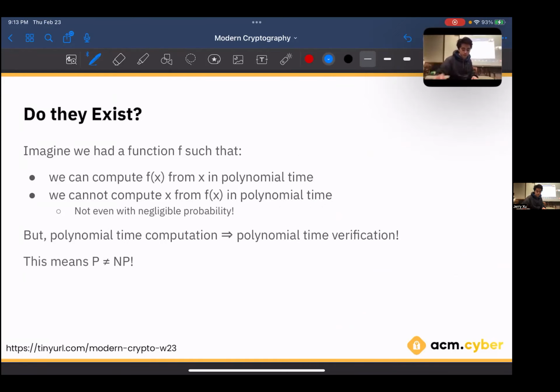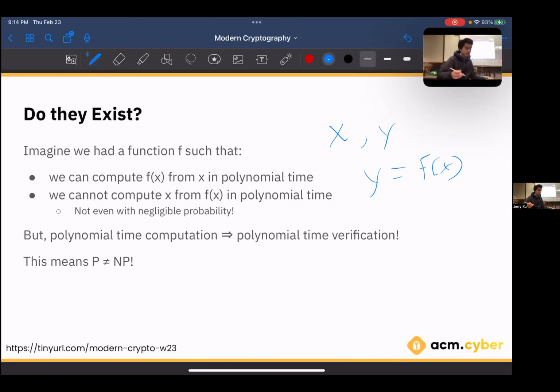So if you can compute it in polynomial time, that means if I gave you some x and a y, and I told you that y equals f of x, you could go ahead and verify that for me, right? You could just plug x into the function, compute it in polynomial time, and then say, are these equal? Yes or no, right? So that means that verifying it is polynomial time, which means it's an NP problem, right? But basically, if you can't invert it, that means that P is not equal to NP, right?